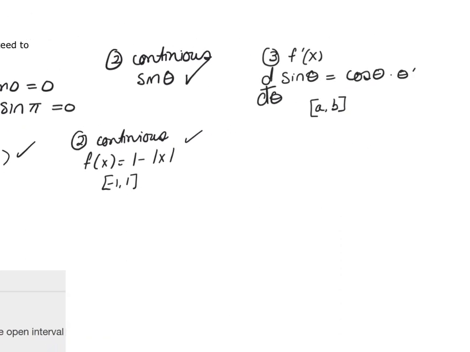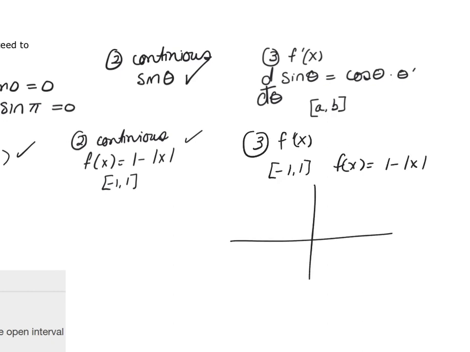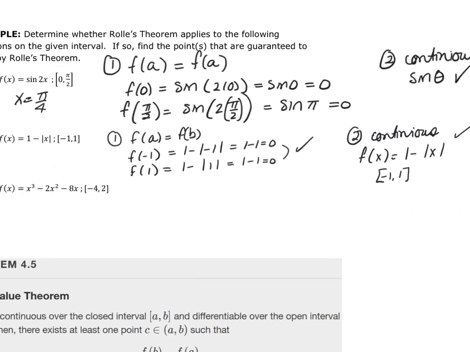The last thing I have to check is whether or not the derivative exists. Well, on the interval from -1 to 1, this function, f of x, is equal to 1 minus the absolute value of x, looks something like this. So that's what my function looks like. So we know whenever I have a corner, in this case right there at 0, that it is not differentiable. So it is not differentiable on the interval from -1 to 1. So we can't apply Rolle's theorem to this.